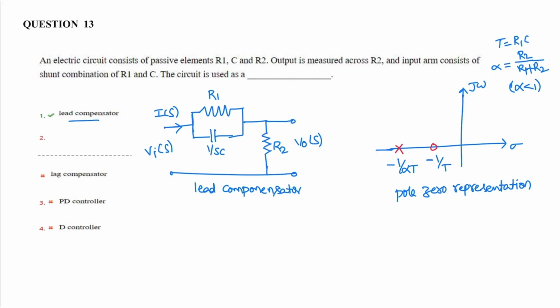This is the pole zero diagram representation of the lead compensator, with the sigma axis and j omega axis in the s plane. In a lead compensator, the zero is dominant over the pole, so the zero is close to the origin. This lead compensator is used for improving the transient state characteristics, that is, it improves the speed of the system and improves the transient response.